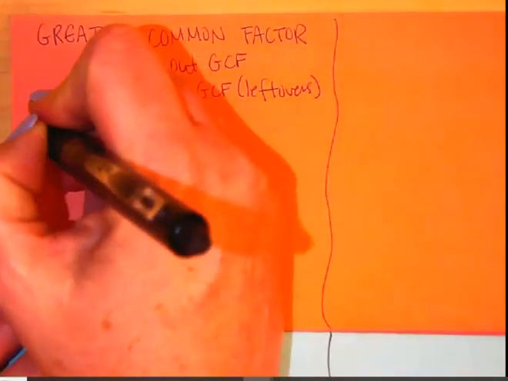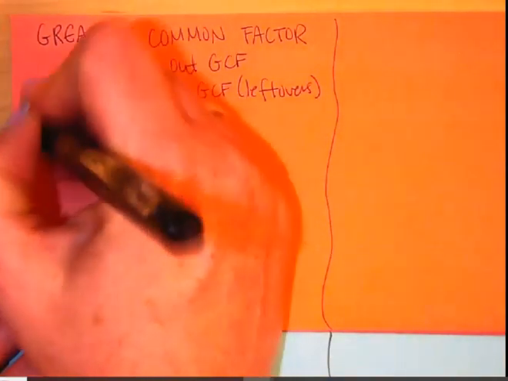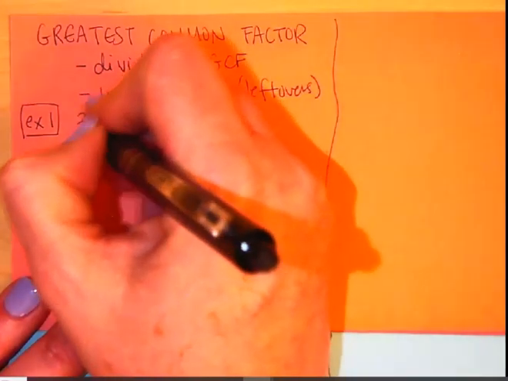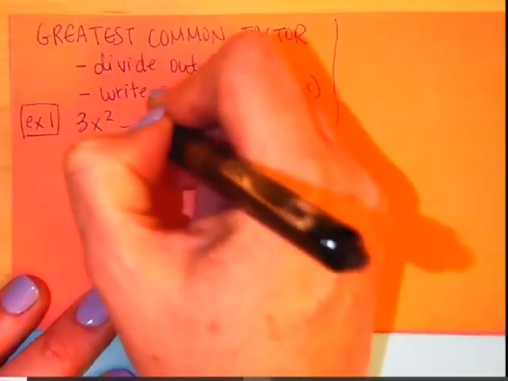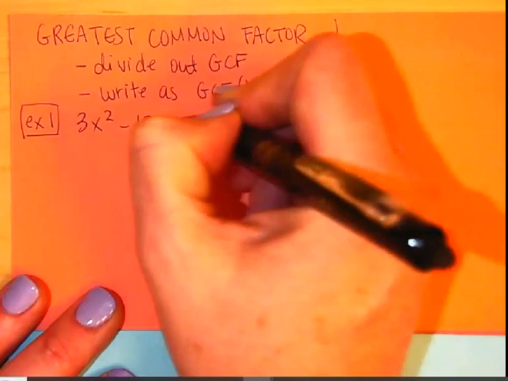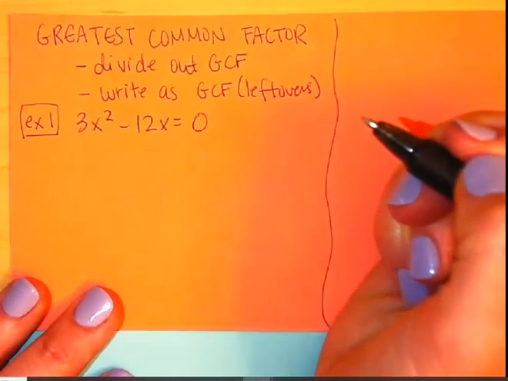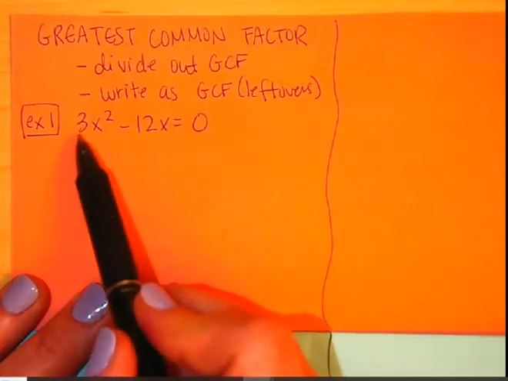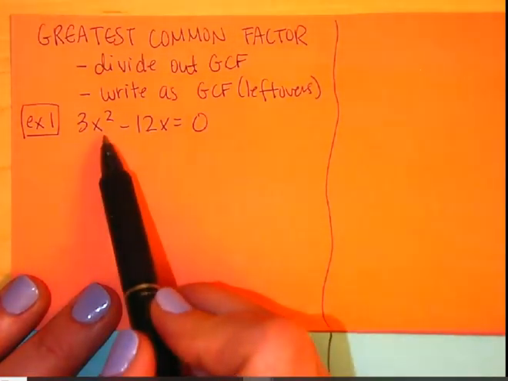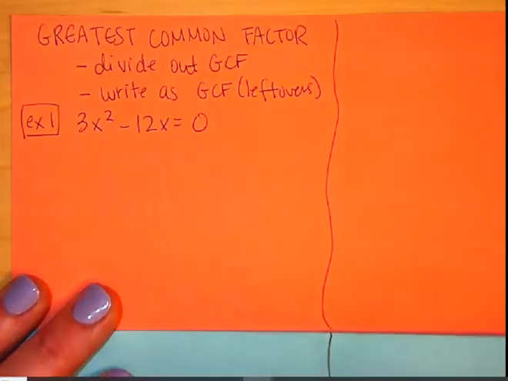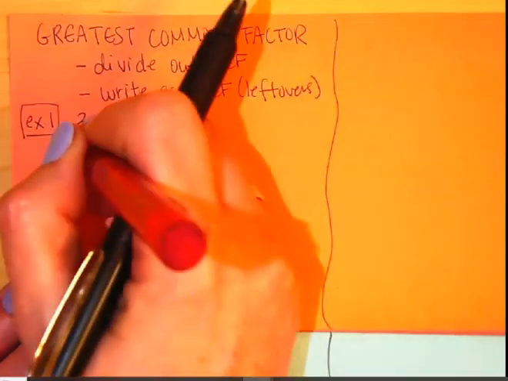We're going to do one example in this top color and then another example in the bottom color. So 3x squared minus 12x equals 0. The GCF here is 3 for the 3 and 12 and x for the x squared and the x. So there's two different sections there.